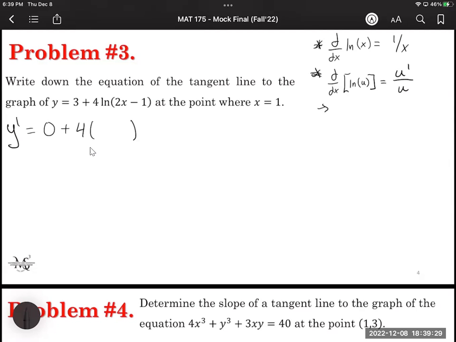So if my u is 2x minus 1, then what is u prime? That's right. It's 2. So you put it together: you have the derivative on top, 2, and on the bottom, 2x minus 1. Just to clean up our derivative a little bit, the 0 goes away. Now, when you have 4 times 2 over 2x minus 1, you can rewrite this as 8 over 2x minus 1. 4 times 2 is 8. So that's your y prime.